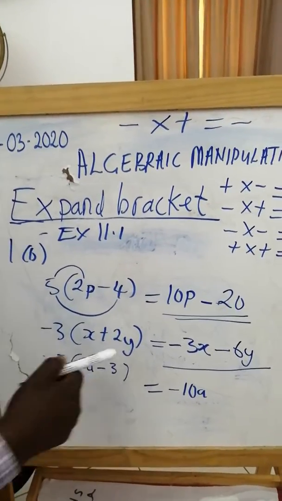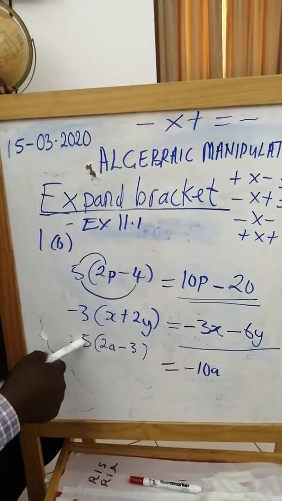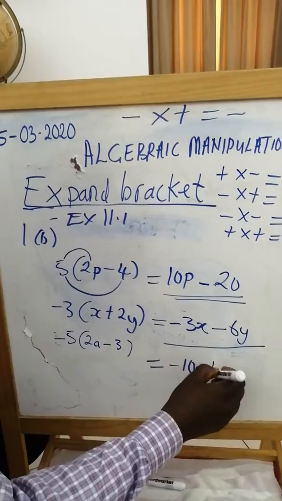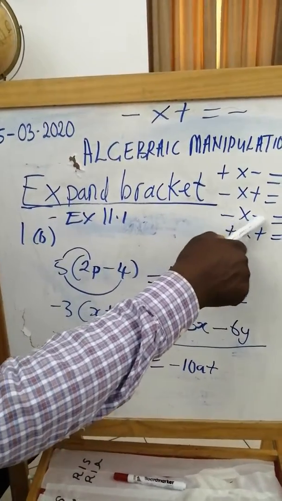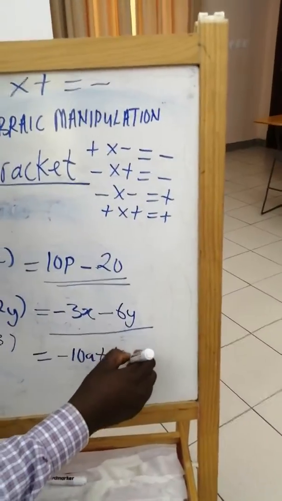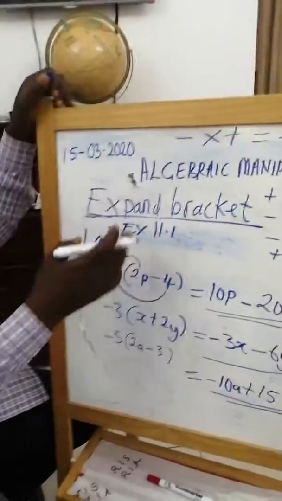Now this is negative 3. You have to take note of something. Negative multiplied by the negative sign will give us positive. Negative multiplied by negative, positive. Then 5 multiplied by 3, and that will give us 15. So that is done. I've been able to expand this bracket.